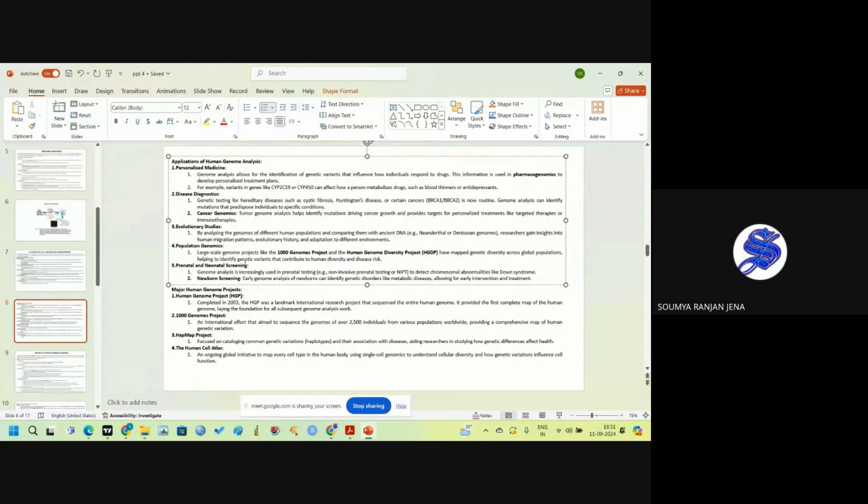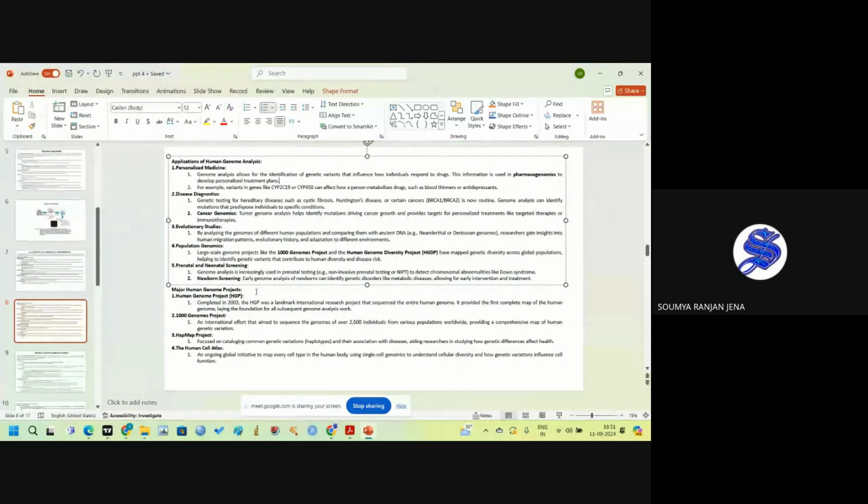genome analysis. And in population genomics, we have large-scale genome projects like the 1000 Genomes Project or Human Genome Diversity Project, which mapped genetic diversity across different global populations, helping to identify genetic variants that contribute to human diversity and different types of disease risk.